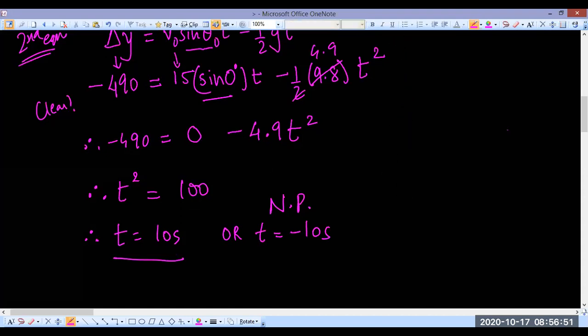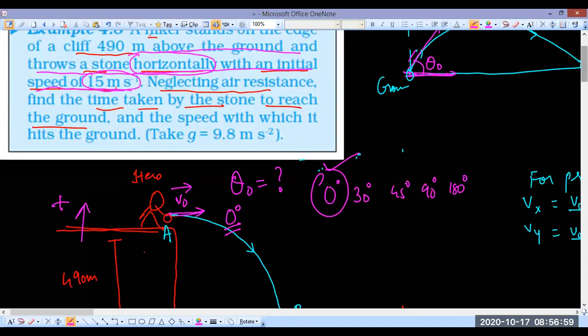So this is t equal to 10 seconds. That's one answer. Now we have to find something else also. What's that? And the speed with which it hits the ground. Okay, speed with which it hits the ground.